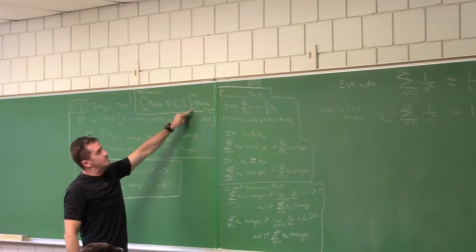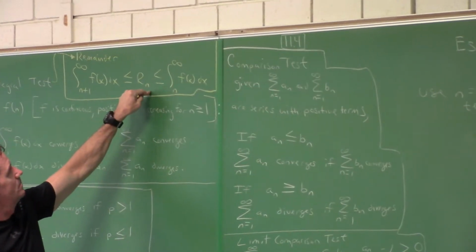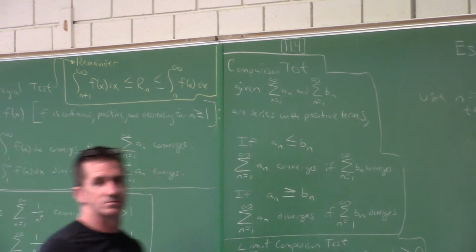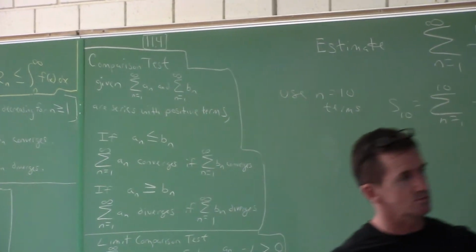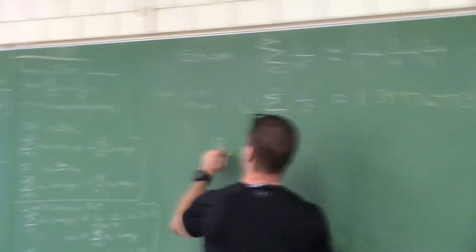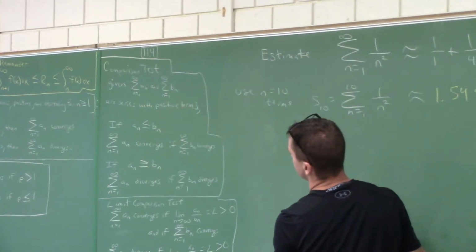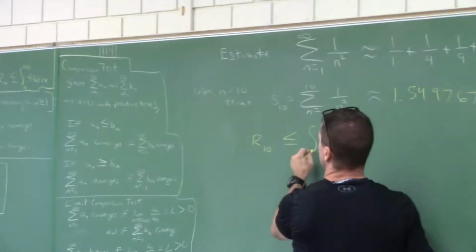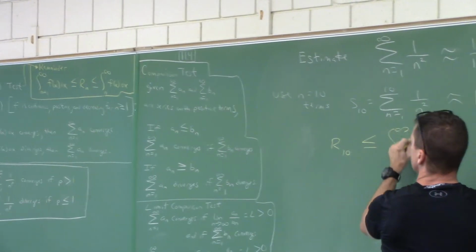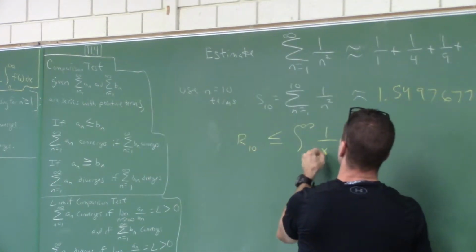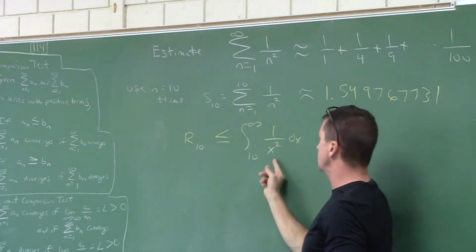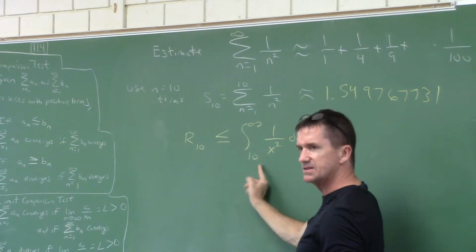Now, what does this remainder theorem say? If we use 10 terms, then the 10th remainder must be less than or equal to this. So I'm going to hit the lights, and I'll come back to the screen. This remainder theorem is very simple to understand. It's saying if I use 10 terms, then the remainder, the error in this problem, has to be less than or equal to this. And I'm using 1 over x squared because that's like that p series. The only thing is, what was this antiderivative? Can you help me evaluate this?